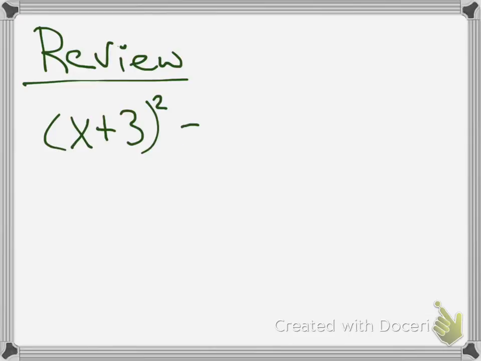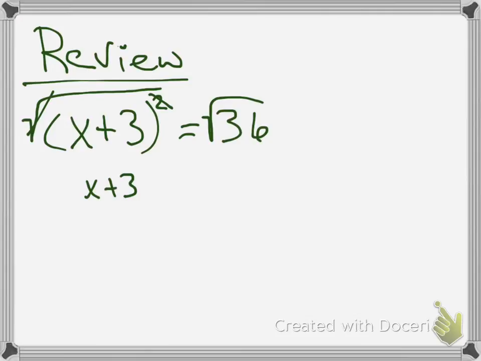Last time, a while back, we solved by square roots, where we would say some number, x plus 3 squared is equal to 36. If I take the square root, the square and square root cancel each other out, leaving me x plus 3 is equal to the square root of 36, which is 6. But when we're doing quadratics, algebraically, we say plus or minus 6, because positive 6 is the square root of 36, and so is negative 6, because negative 6 squared is 36.